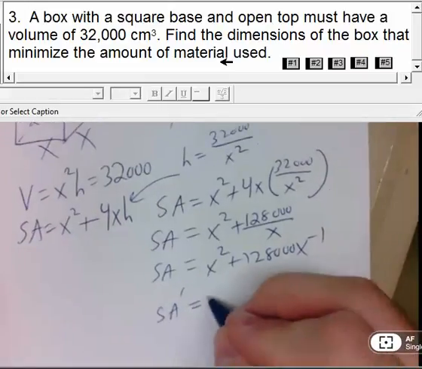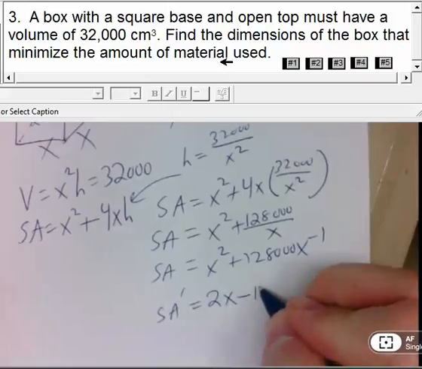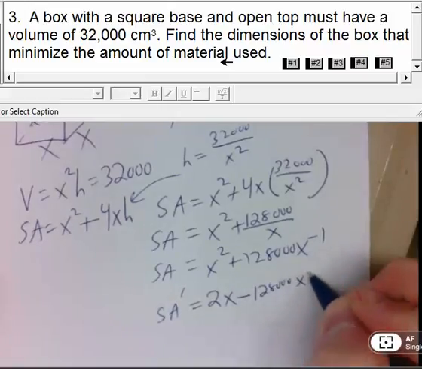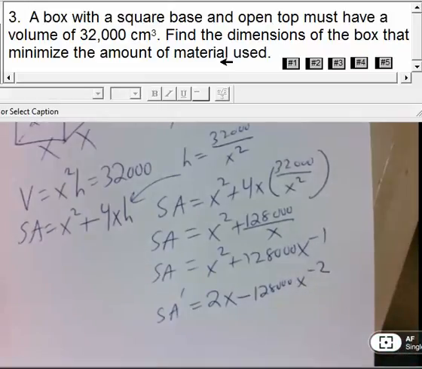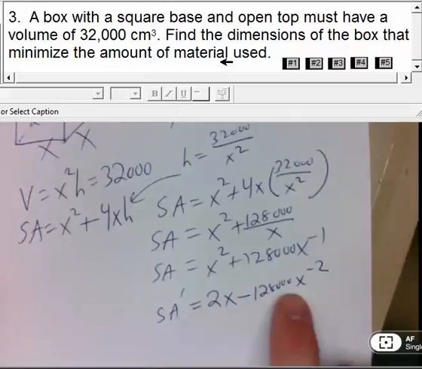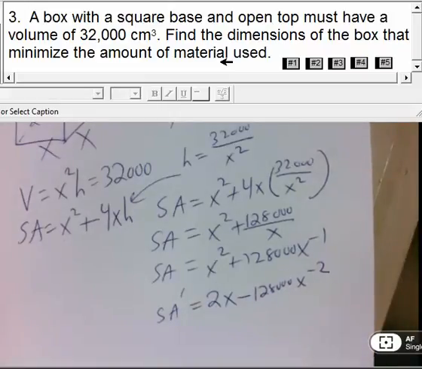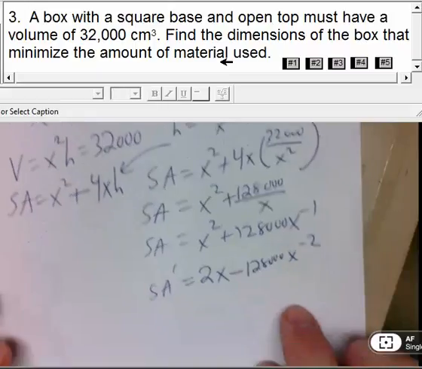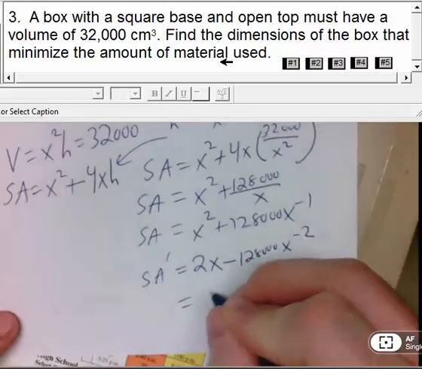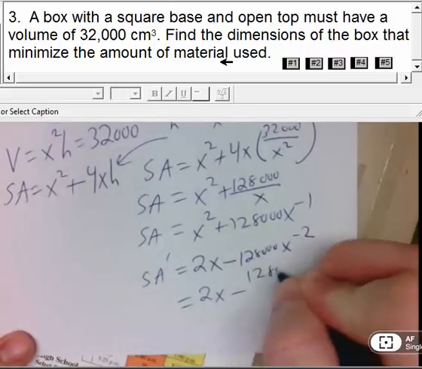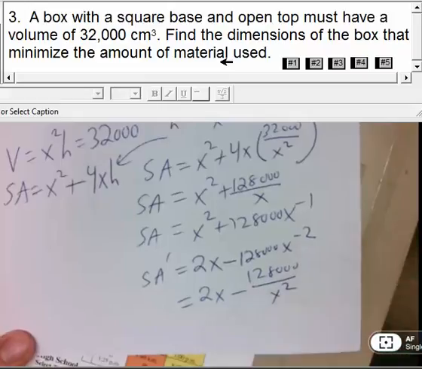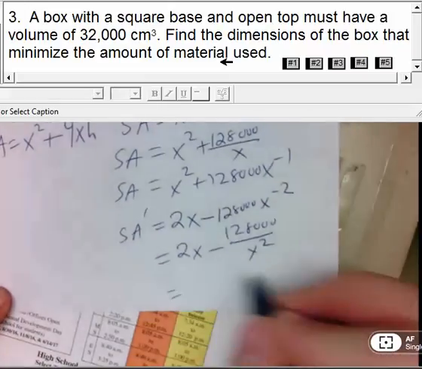That's going to be 2x minus 128,000 x to the negative 2. There's my derivative. I could graph that and find the critical values based on where this crosses the x-axis or where it might be undefined. But I think I could do this by hand. So this is going to be 2x minus 128,000 over x squared. Get a common denominator. That's going to be x squared.